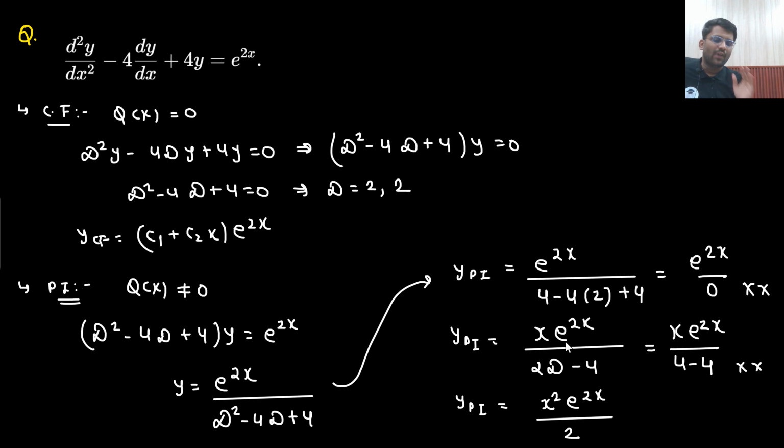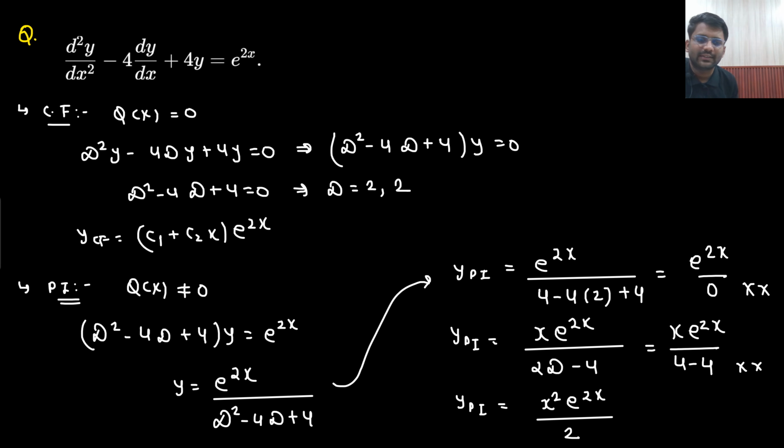Now, how did you start? E to the power 2x upon D squared minus 4D plus 4. When I put D equals 2, there is a problem. That means upper side you multiply with x, downward side you differentiate. Then I put D equals 2, again there is a problem. So upper side you multiply with x, downward side you differentiate again. This time when I differentiated, it is coming independent of D. Now I need to put D equals 2, but D is not even available. So yes, this is my PI.